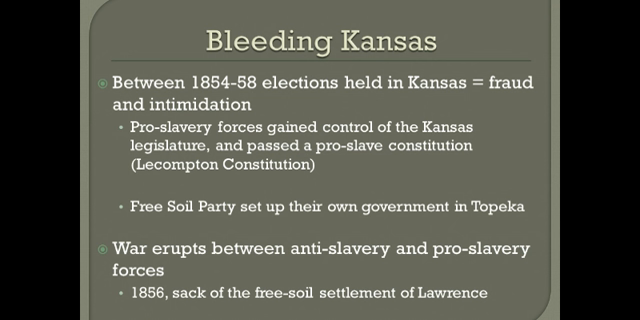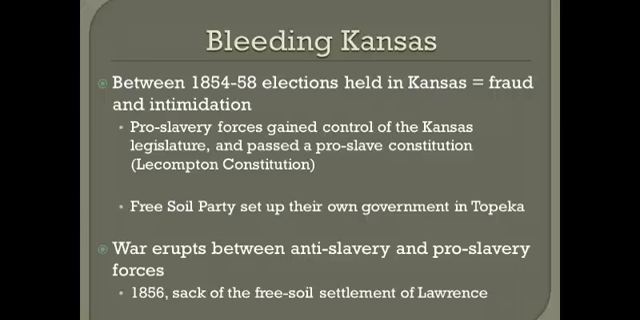They passed a pro-slave constitution. This is known as the Lecompton Constitution. It's a very important idea. This was the arguably illegal pro-slave constitution passed by the pro-slavery forces when they engaged in a hostile takeover of the legislature. The Free Soil Party, which was against the expansion of slavery, set up their own government in Topeka, Kansas, and then war erupts between those two groups.